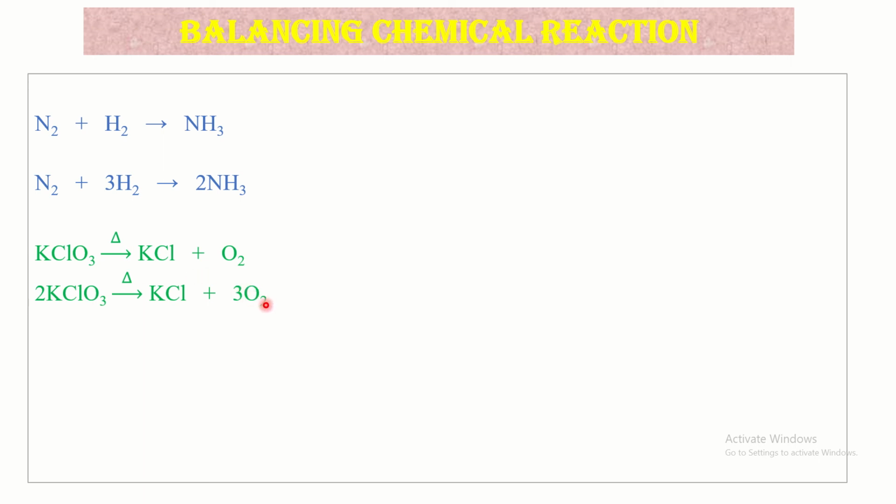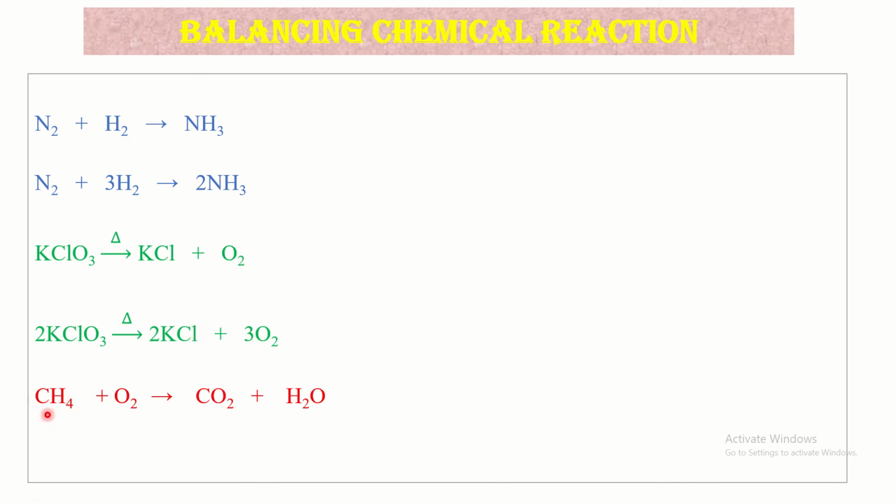Now oxygen was balanced, but at first the potassium and chlorine were balanced, and now they are imbalanced. In the reactant side 2 atoms potassium and 2 atoms chlorine, but in the product side 1 atom potassium and 1 atom chlorine. So we will multiply this potassium chloride also by 2. So now the balanced reaction is 2 potassium chlorate gives 2 potassium chloride plus 3 oxygen. Now look, every atom is balanced here.